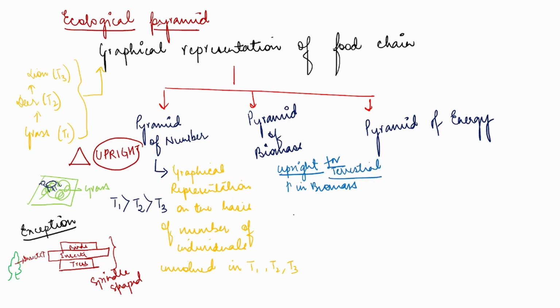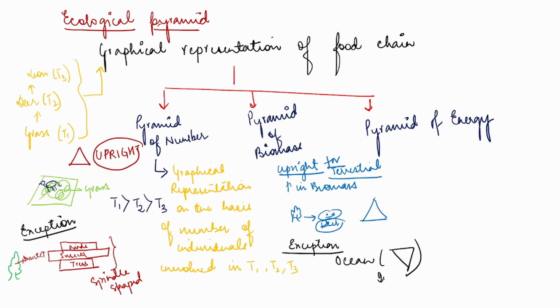You see, the biomass of plants is less than the deer, right? Herbivore, sorry, deer. So here the pyramid goes upright like this. But if we talk about ocean, here again an exception comes for ocean. So what happened in ocean? In ocean, the pyramid is inverted. This is what we call inverted.